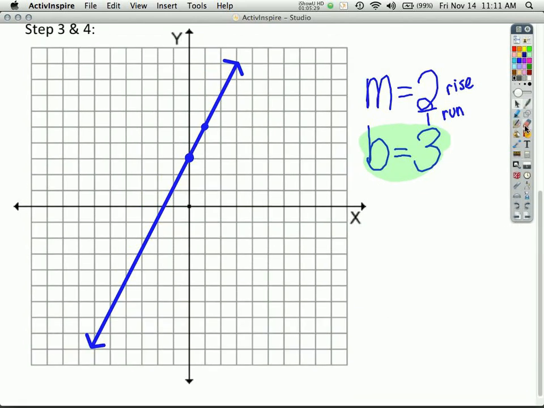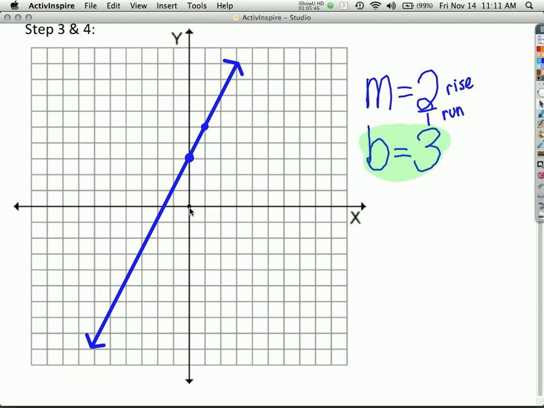Now, the mistakes that my students make are the following. They confuse m and b. The biggest mistake is students plot the b, but then they go to the origin and do rise over run. No, the b is your starting point. This is the starting point. Then you use the slope to get to the next point.